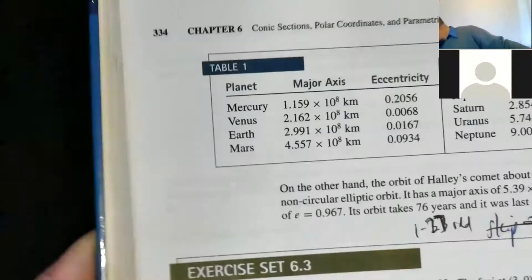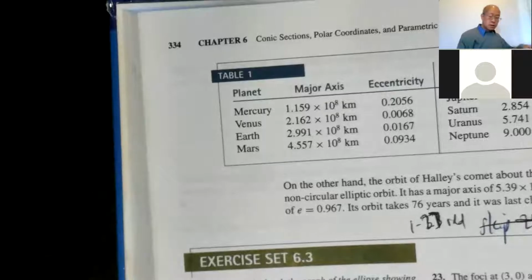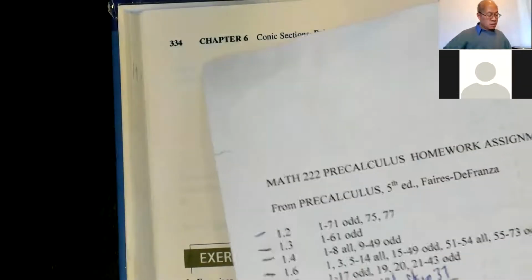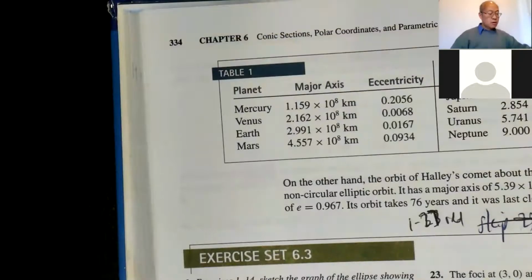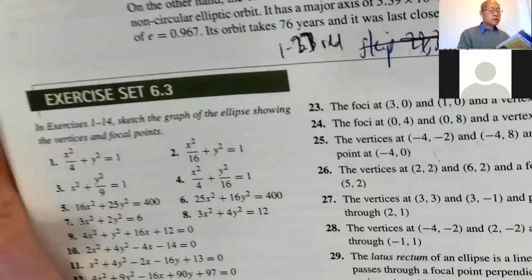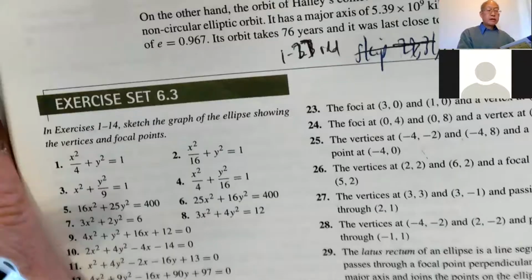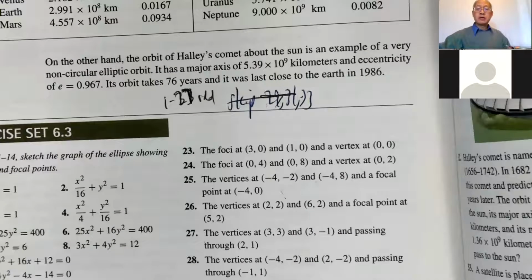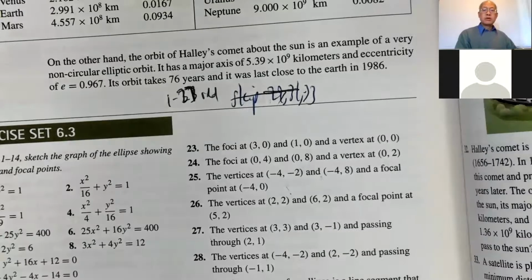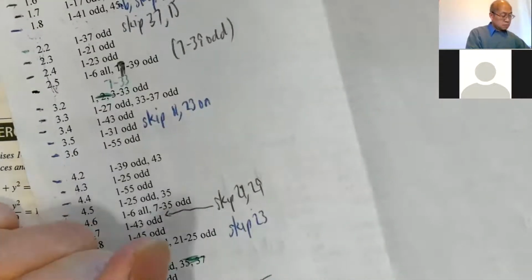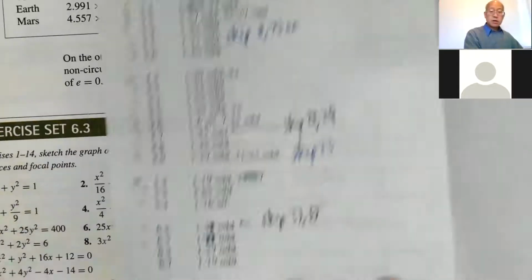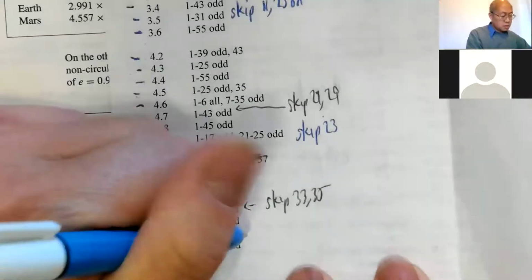Did I change the assignment also on this? Yeah, originally I was going to do that. So the new assignment is only 1 through 27, please. Some of the other ones got to be too weird. So 1 to 27 odd. Sorry. Let's make this 1 to 27 odd. 6.3, 1 to 27 odd.